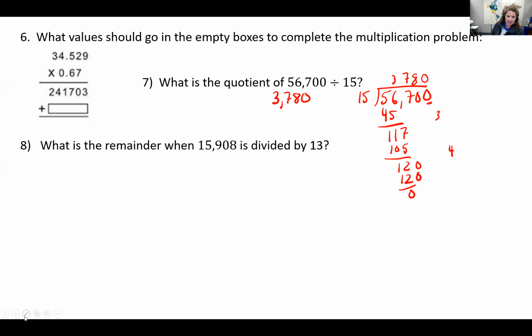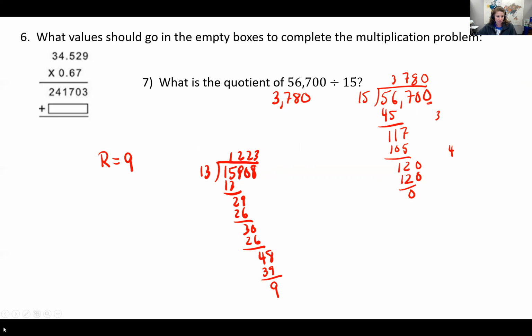All right, what about number 8? When we divide 15,908 by 13, it asks what the remainder is. So this will be 1. This will be 2. This will be 2. 26. 48. And that would go, what, 3 times? Yep. Because 3 times 13 is 39. So we have a remainder of 9. So what is the remainder? The remainder is 9.